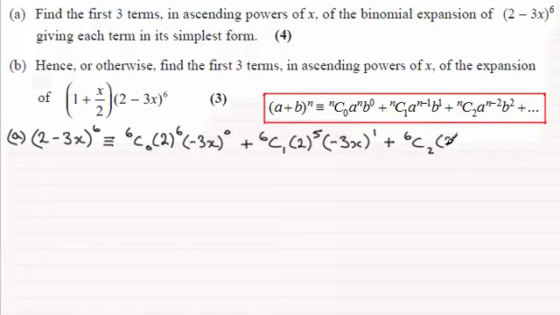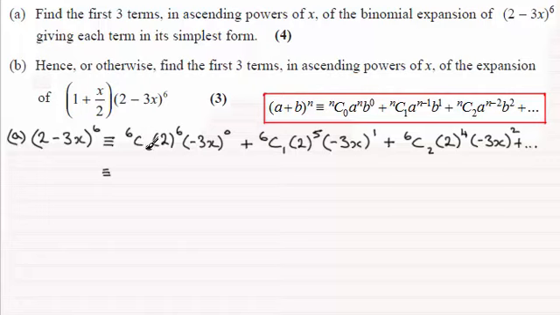Reduce the power on the 2, it's now down to 4, and then increase the power on the minus 3x, it's now up to 2. And don't forget to write plus and so on. Okay, so there's our first three terms. You just need to put these through your calculator. Some of them you most probably should know without using a calculator though.